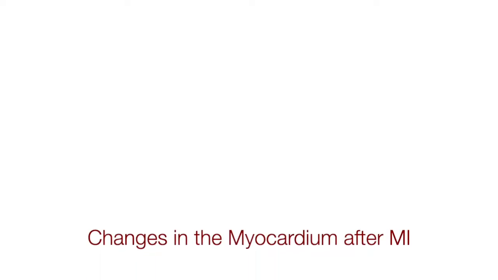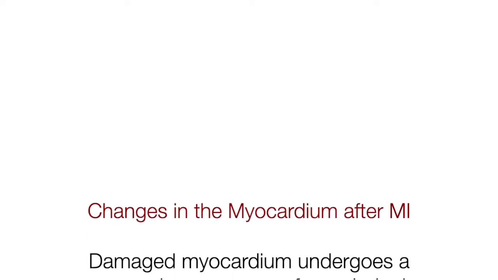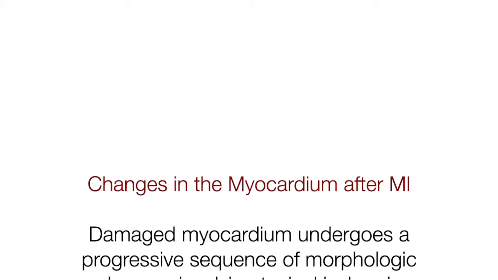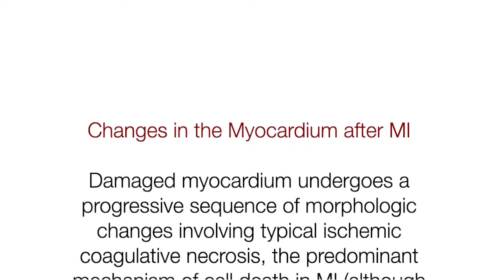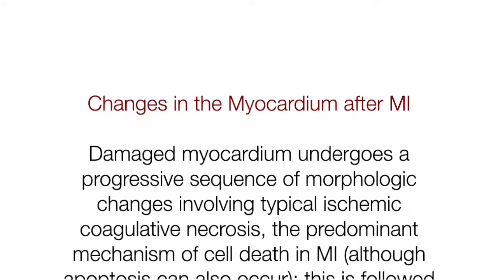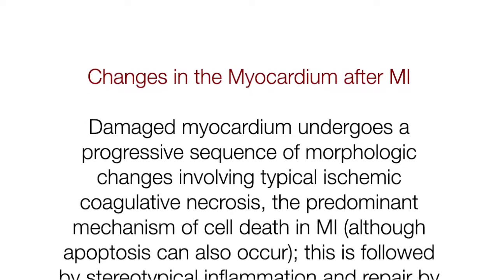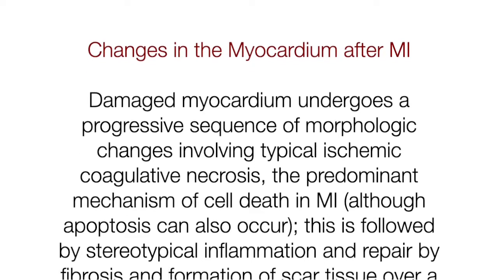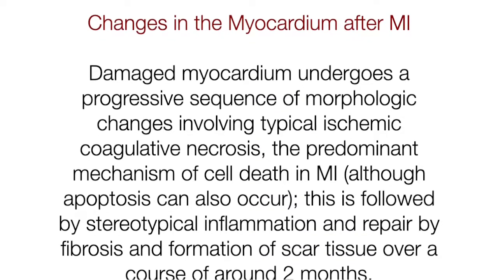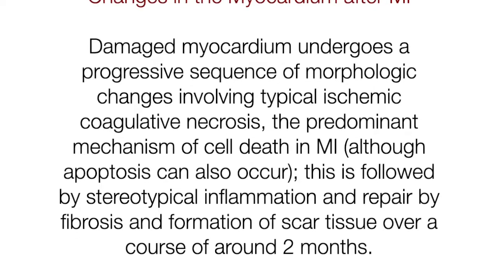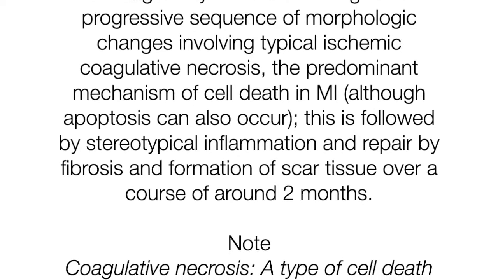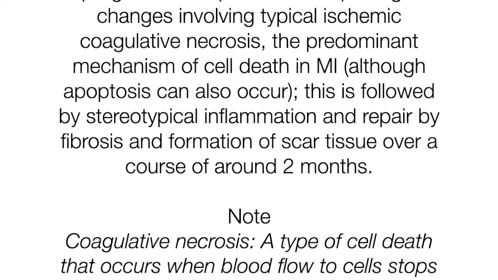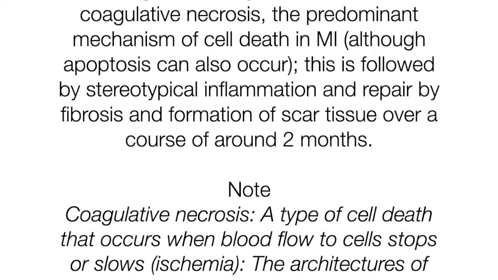Changes in the myocardium after myocardial infarction. Damaged myocardium undergoes a progressive sequence of morphologic changes involving typical ischemic coagulative necrosis, the predominant mechanism of cell death in myocardial infarction, although apoptosis can also occur. This is followed by stereotypical inflammation and repair by fibrosis and formation of scar tissue over a course of around 2 months.